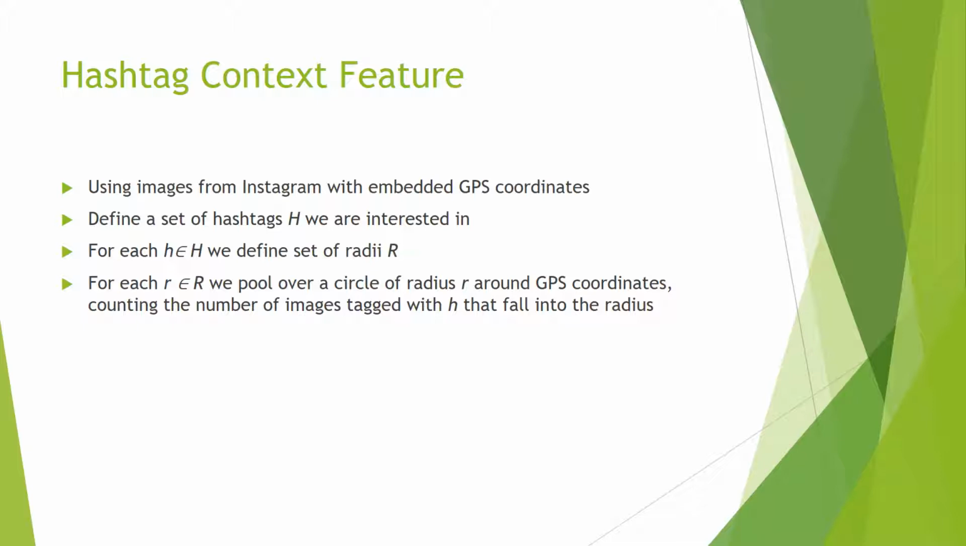Hashtag context feature. By using images on Instagram, correlations can be made to distributions of hashtags and geographical locations. Hashtags that commonly occur near an image can help indicate types of real-world context of that image. The first step is to identify a set of hashtags we are interested in. We then obtain a set of images correlating to a specific hashtag of our set. Next, we define a radii set R, and for each radius of set R, we pool over a circle radius around the GPS location and count the number of images tagged with the hashtag.